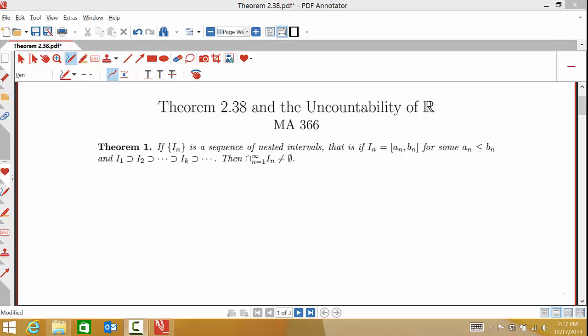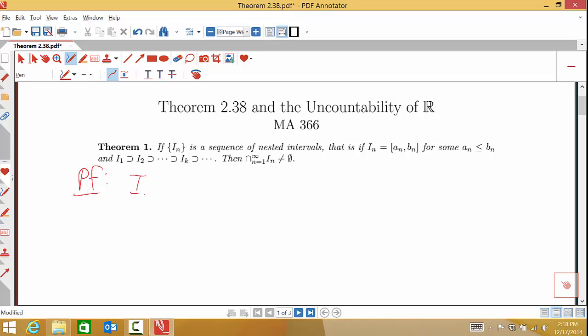The theorem states if I have a sequence of nested closed intervals, so I sub n is going to be a closed interval of the form a sub n to b sub n, and the nesting means I1 contains I2, and I2 contains I3, and so on. Okay, so what we can prove once we have this set up is that the countable intersection from n equals 1 to infinity of I sub n is non-empty. Okay, so let's set about proving this.